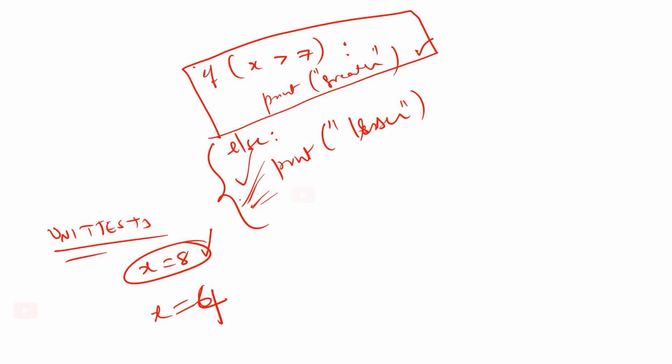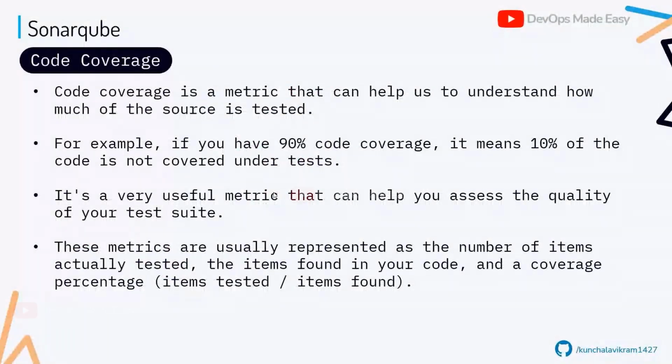Understood? Okay, not putting x is equal to 4 is not a defect. It's just that I'm not testing the else part. So this is the code coverage. The code coverage means, let's say you have a source code and you have a test suite. So how much percentage of your code is covered under the test suite? That means if you are covering only 90% of the code.